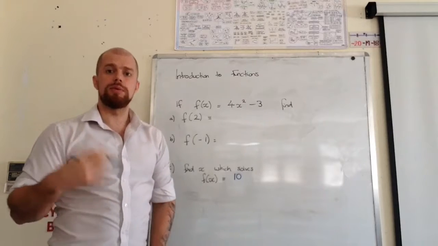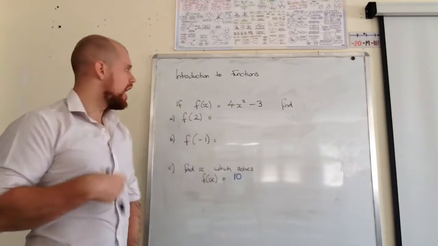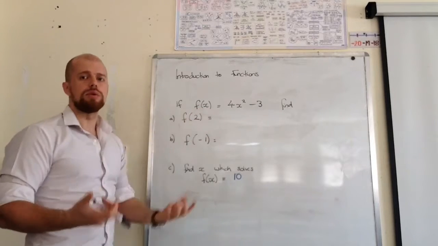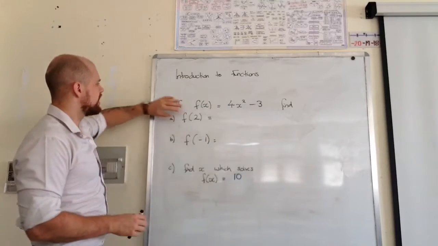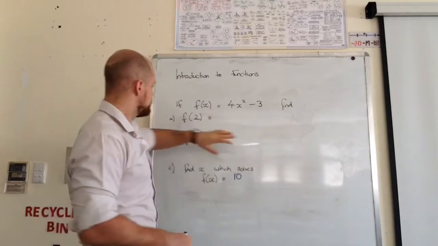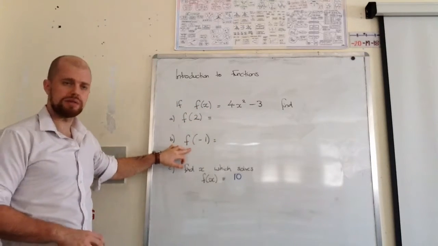In this video I'm going to be introducing you to functions and we're just going to look at some very basic standard notation and show you what it means. So in my question I have, if f of x equals 4x squared minus 3, find a few different things.